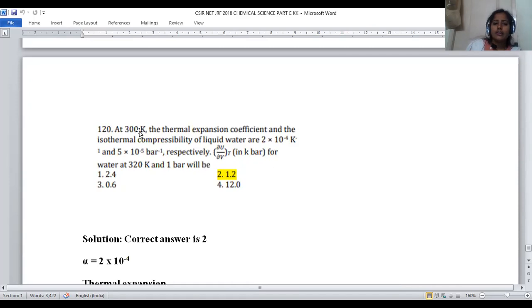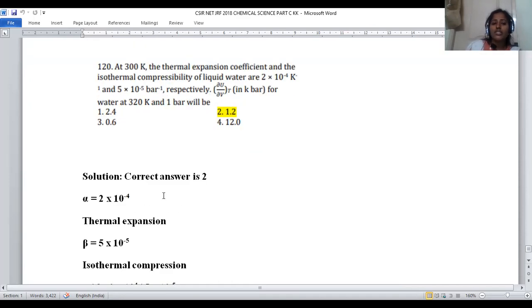Okay, so here what we have to predict? We have to predict the value of du by dV. What terms are given to us? Thermal expansion is 2 into 10 to the power minus 4, and the second is isothermal compressibility, 5 into 10 to the power minus 8. These two parameters are provided. The temperature is 320 Kelvin and the pressure applied will be 1 bar, right? So by using this, we have to predict du by dV. This problem can be solved based on the Maxwell equation.